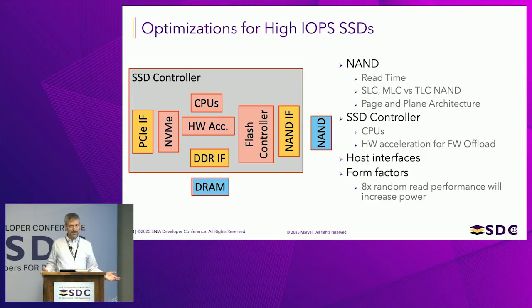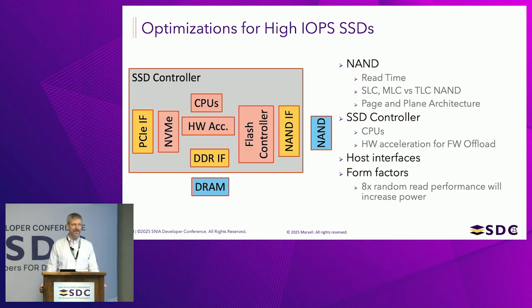So what needs to be looked at in terms of improving to get to high IOPS? First, on the NAND side, the NAND media. You need to look at how you can make it faster. How can you reduce the read time? There are different trade-offs there. NAND usually now has 3 bits per cell or 4 bits per cell, so it's called TLC or QLC NAND.